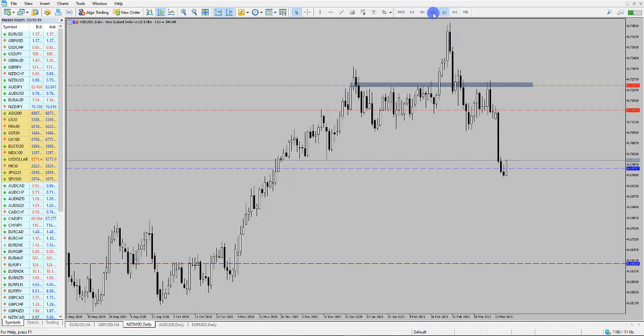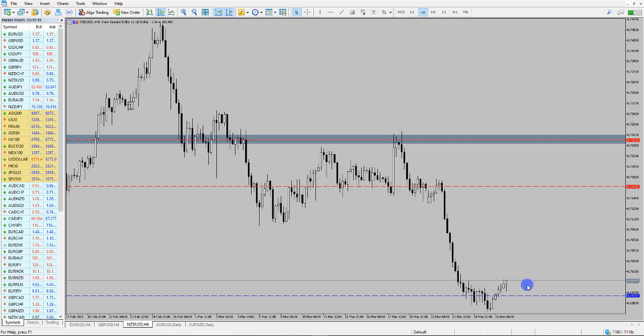Potentially not this week, maybe going into next week. This week, like I said, we could see that sort of pullback phase. But where do I want to be a seller of Kiwi dollar? I want to be a seller up here at 0.7168. So keep that level in mind.